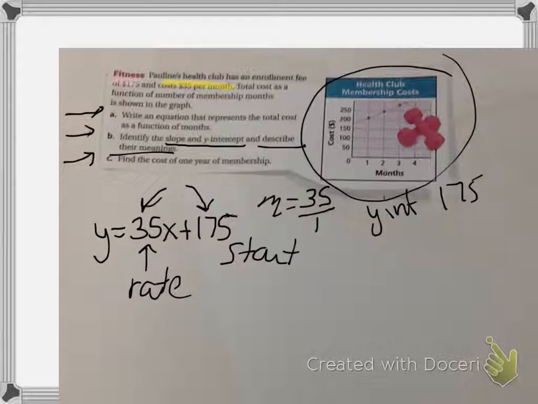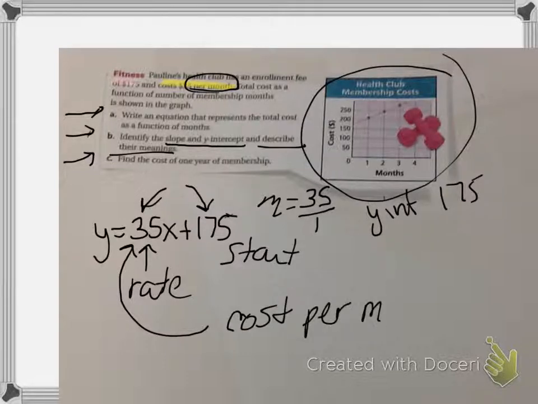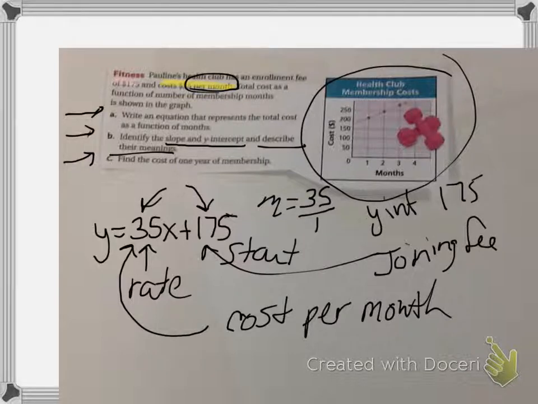If I had to describe the meaning of the slope, that is the rate at which you pay per month. It says per month up here, so you can just say cost per month. And for the y-intercept, that's a joining fee, so you can say joining fee. Sometimes they'll have the graph and have you explain it without the story, so that there's nothing that tells you joining fee, cost per month. You have to pull it off the graph.